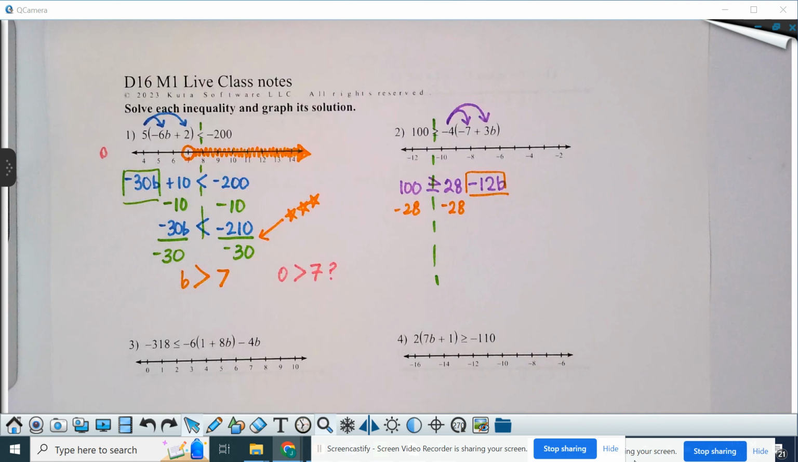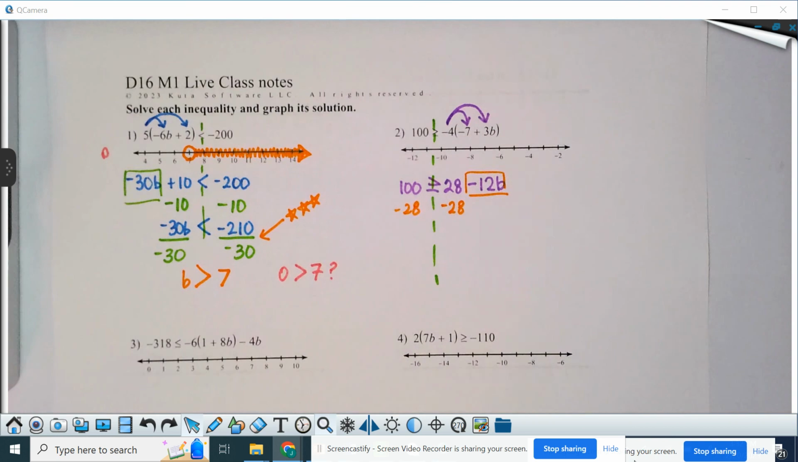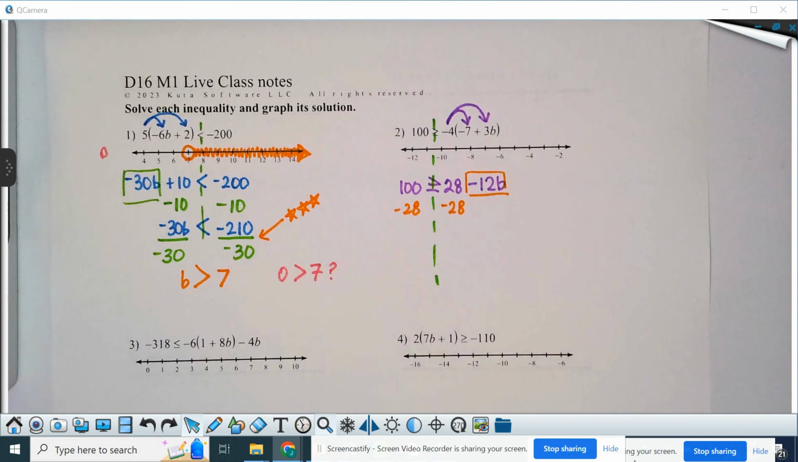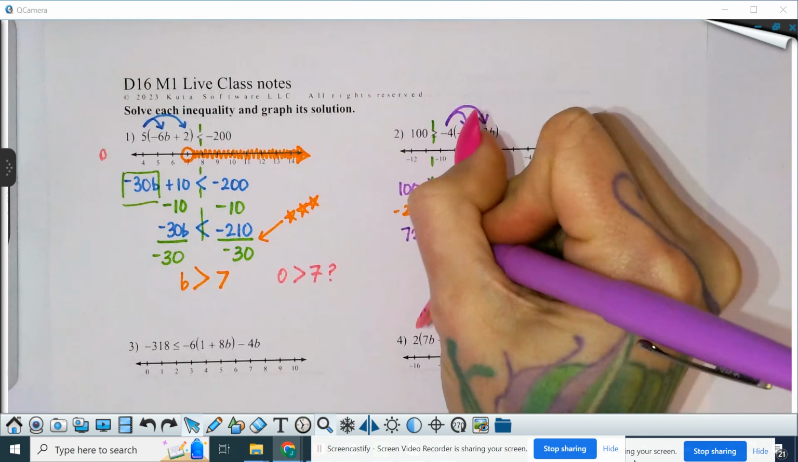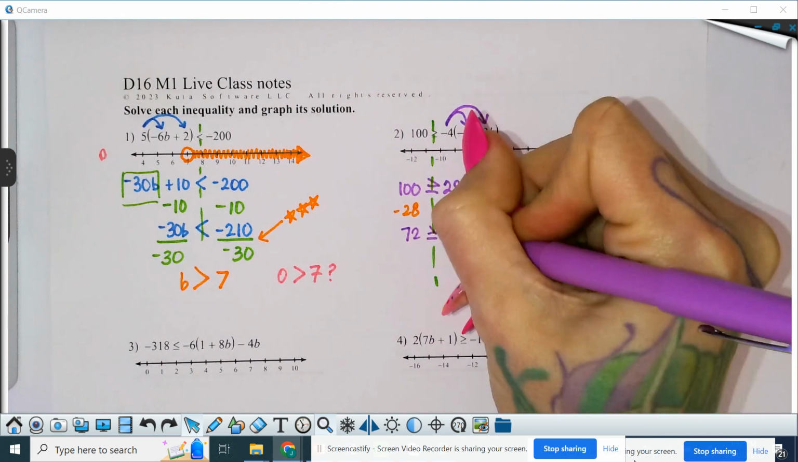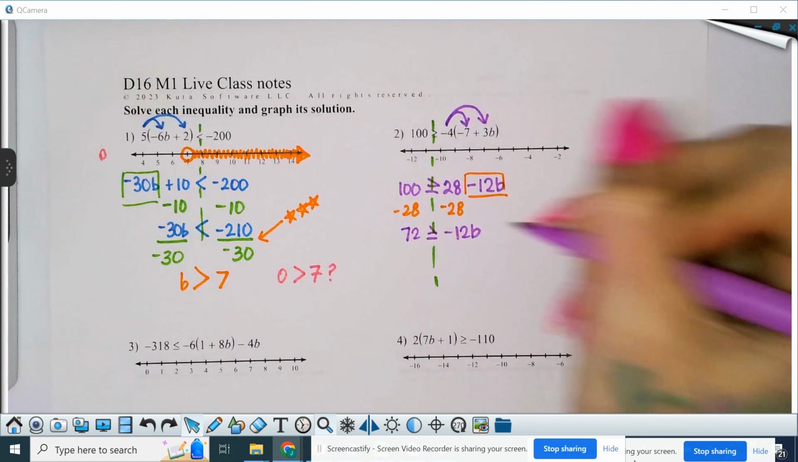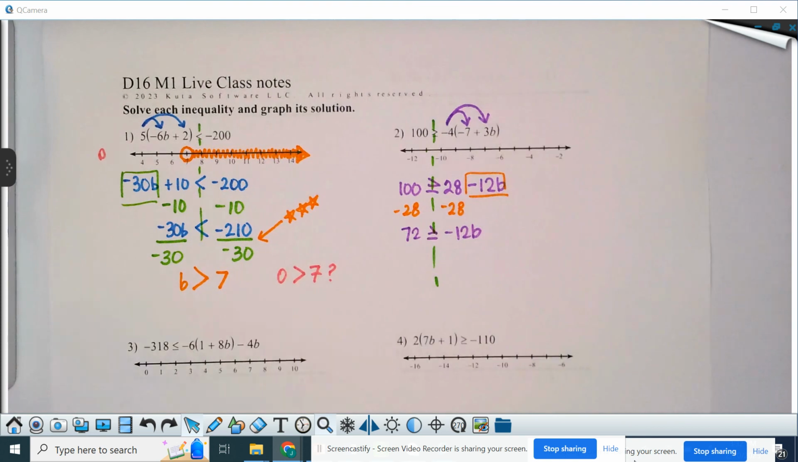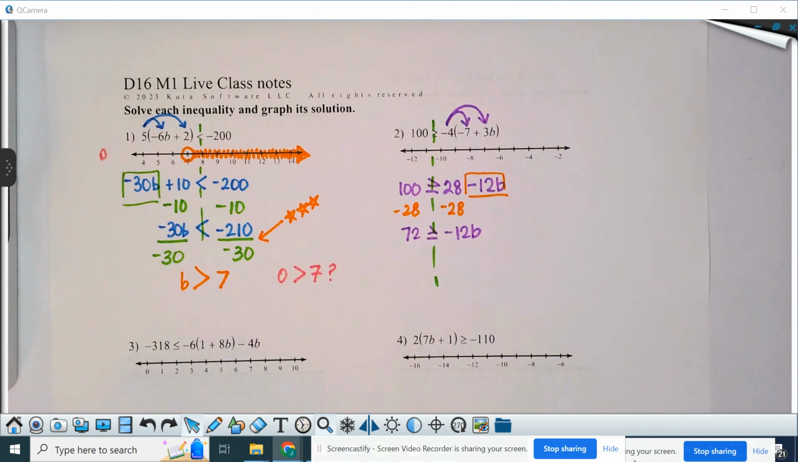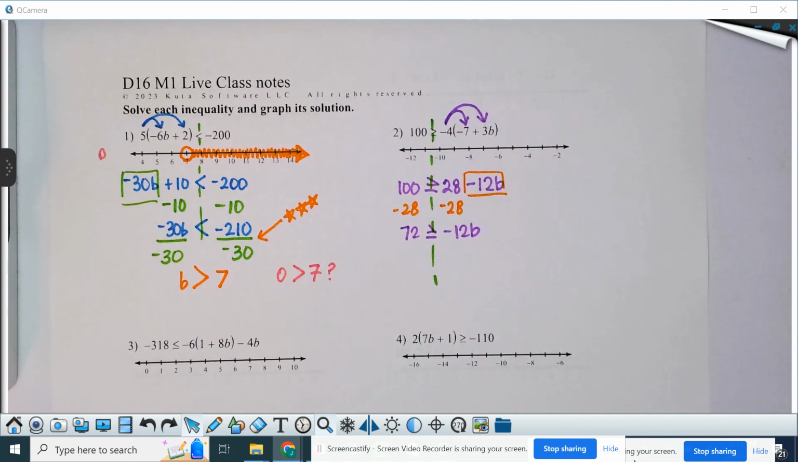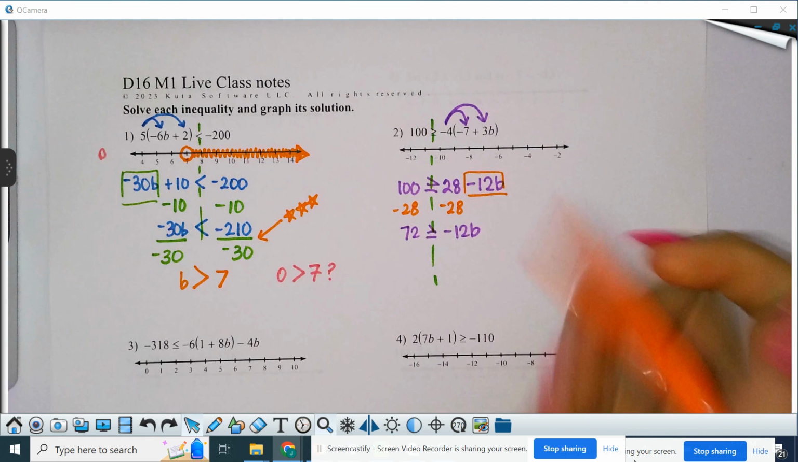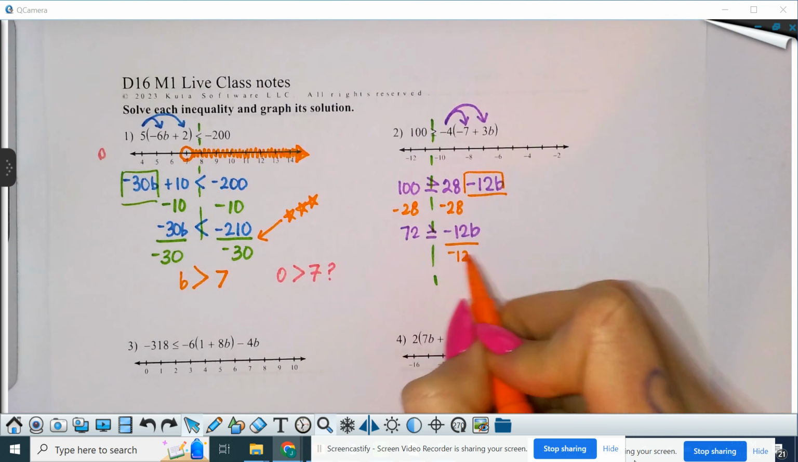And that's going to give me 72, and then a negative 12b. Hopefully a little alarm's going off in your head, because negative 12 times b, the inverse would be division. We're trying to undo the negative 12 times b, so we're going to divide by negative 12. Ding, ding, ding.